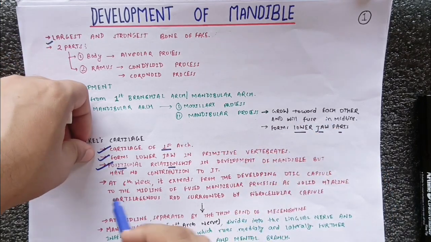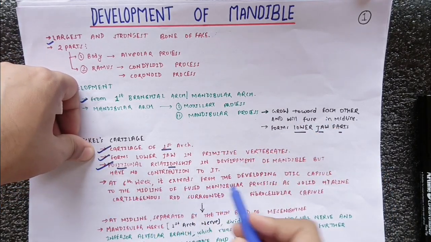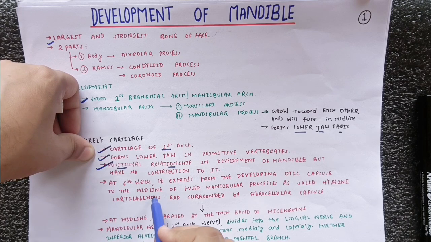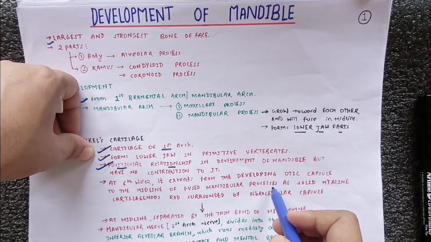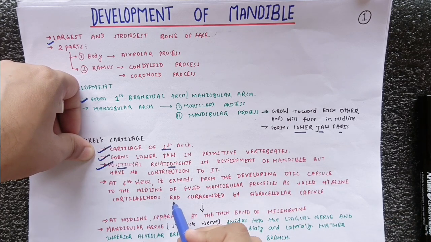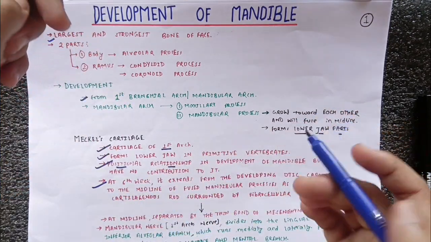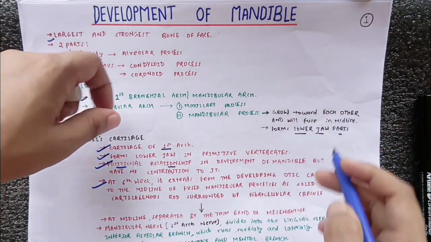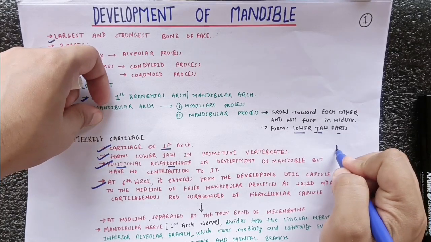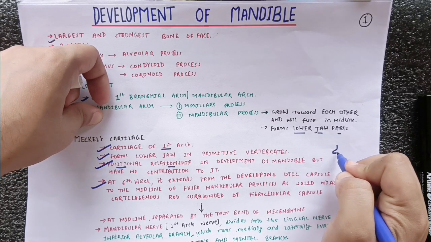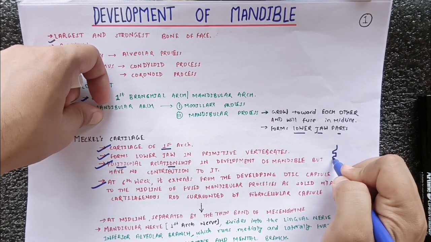Okay, at the 6th week, it extends from the developing otic capsule to the midline of the fused mandibular process, as a solid hyaline cartilaginous rod surrounded by a fibrocellular capsule. So during the 6th week of development, it develops from the otic capsule.